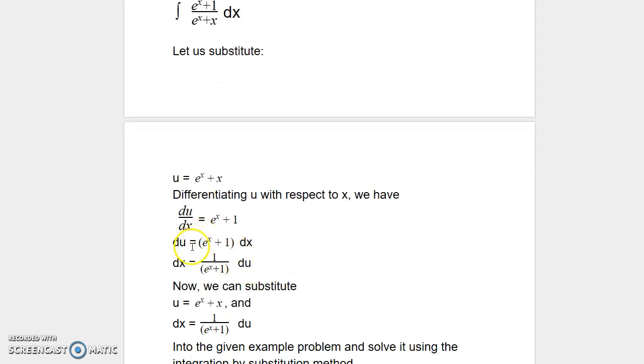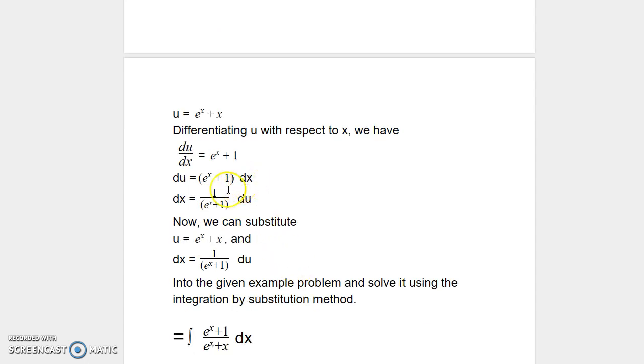Okay, so therefore, now I can rewrite this as du is equal to (e to the power of x plus 1), the whole thing in parentheses, times dx. If I want to express it in terms of dx, I can write dx on the side. dx is equal to 1 over (e to the power of x plus 1) times du. Now we're going to substitute u equal to e to the power of x plus x, and dx equal to 1 over (e to the power of x plus 1) du into the given example problem, and then use the rules of integration and solve it.